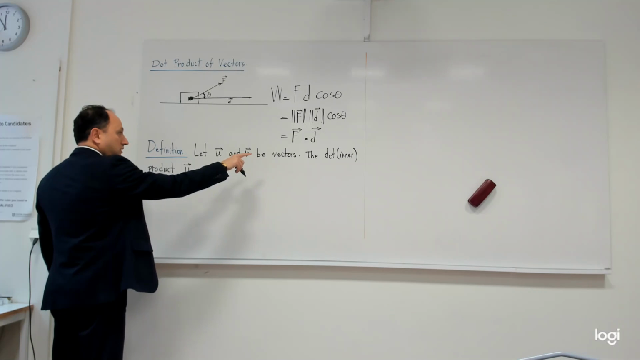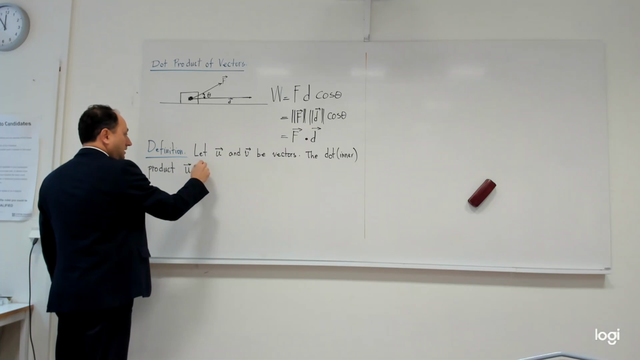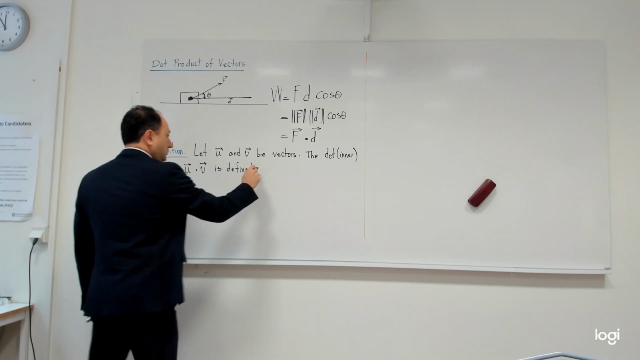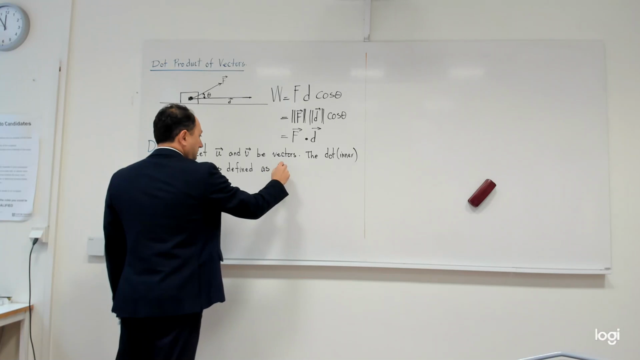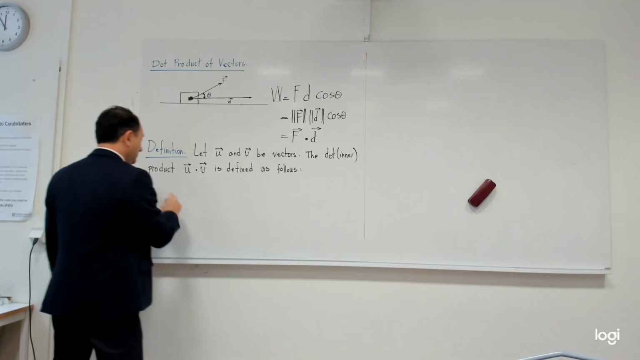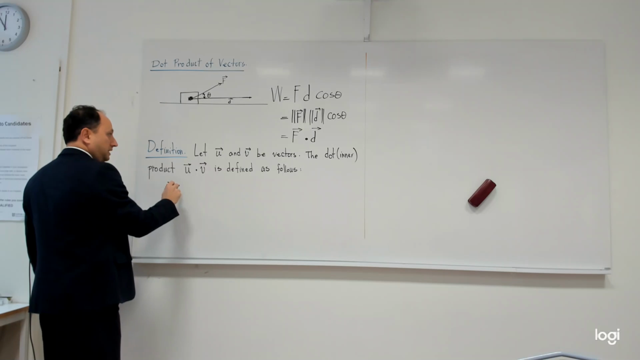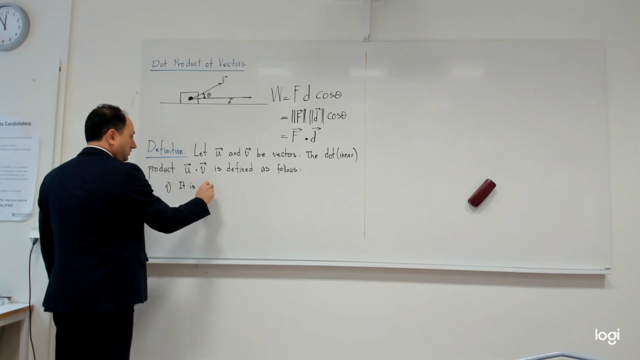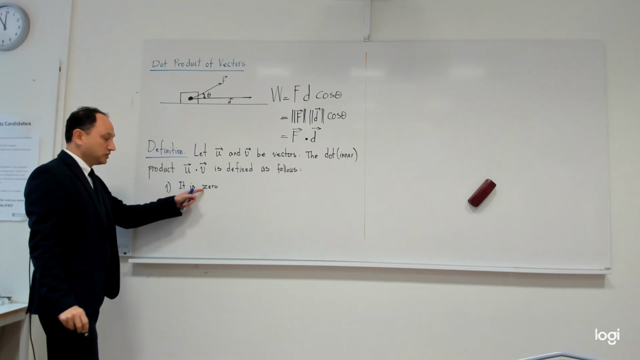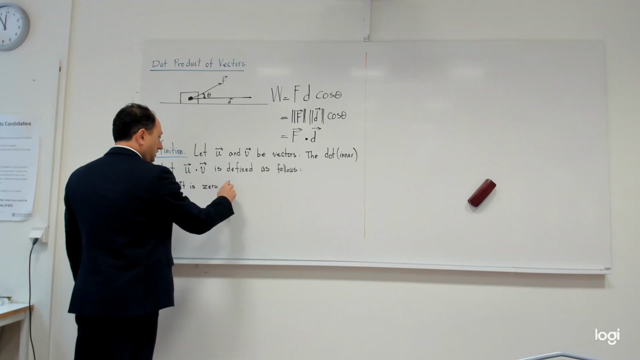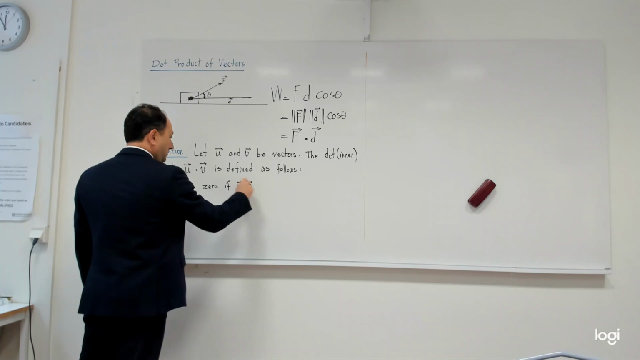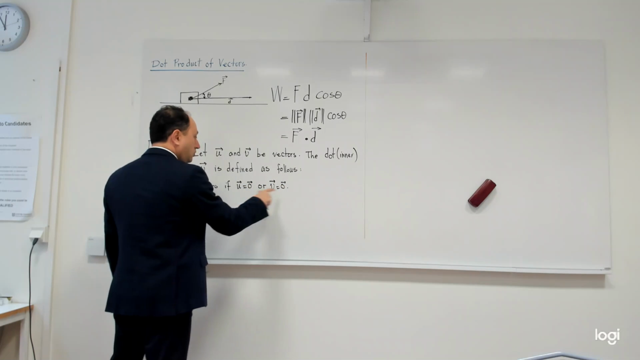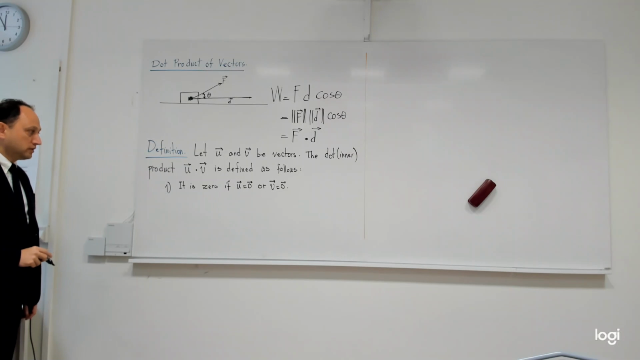So the dot product u dot v is defined as follows. One, it is 0, not vector 0, it is number 0. It is 0 if u is equal to the 0 vector or v is equal to the 0 vector. Of course, or in mathematics is not exclusive, it means or both.